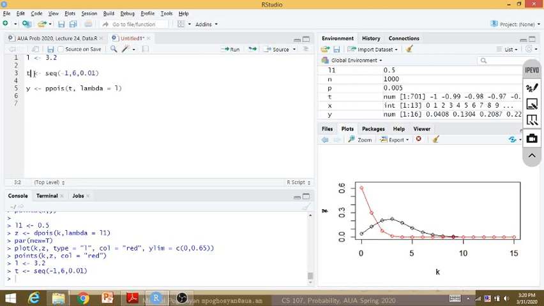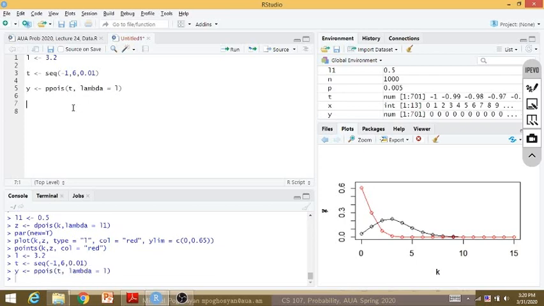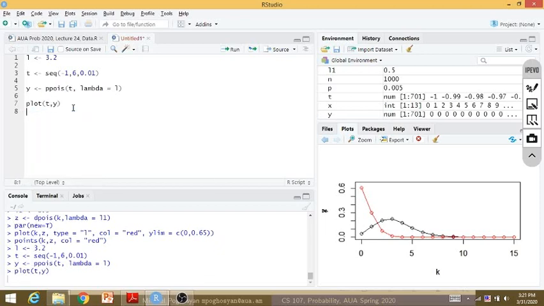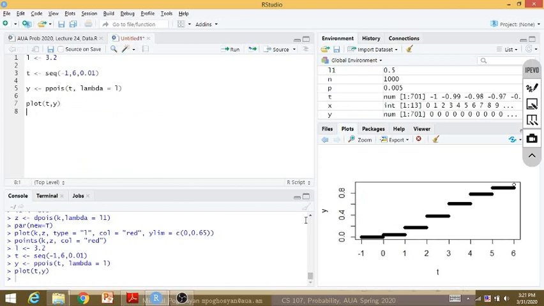So I'm calculating the CDF at every point t. t is a vector of dense points. I calculate the value of the CDF of Poisson at t, with parameter lambda equal to L, and keep this in a vector y. Now I can plot y versus t. Let's see what is happening here. Yeah, we have this kind of graph.